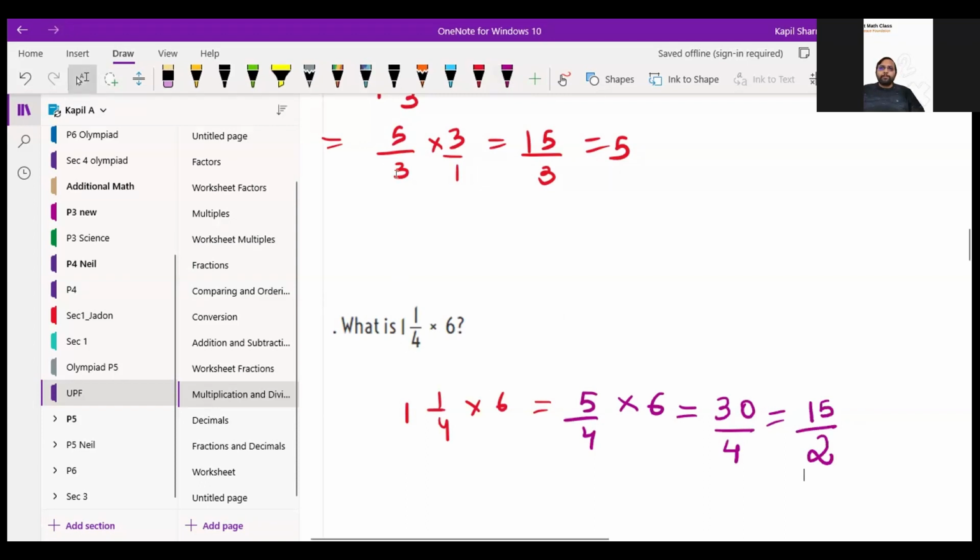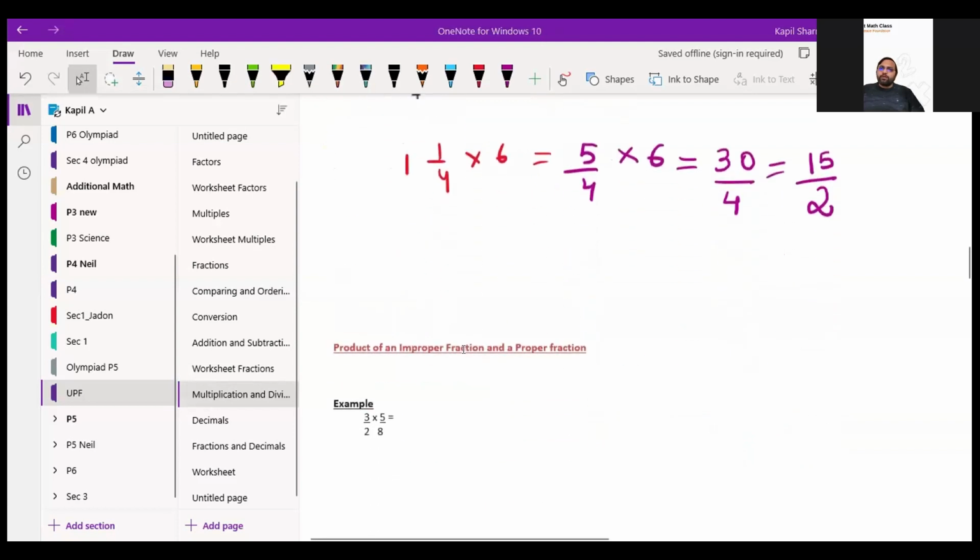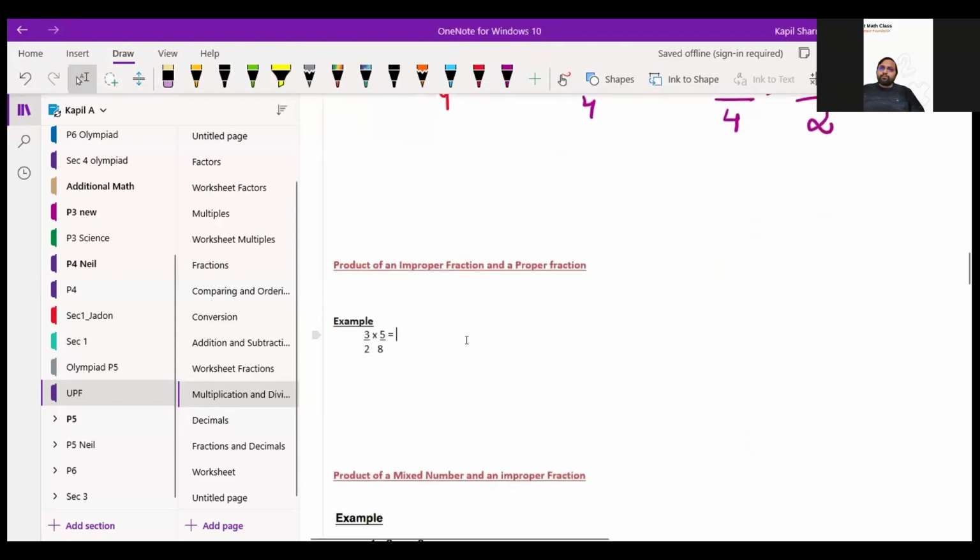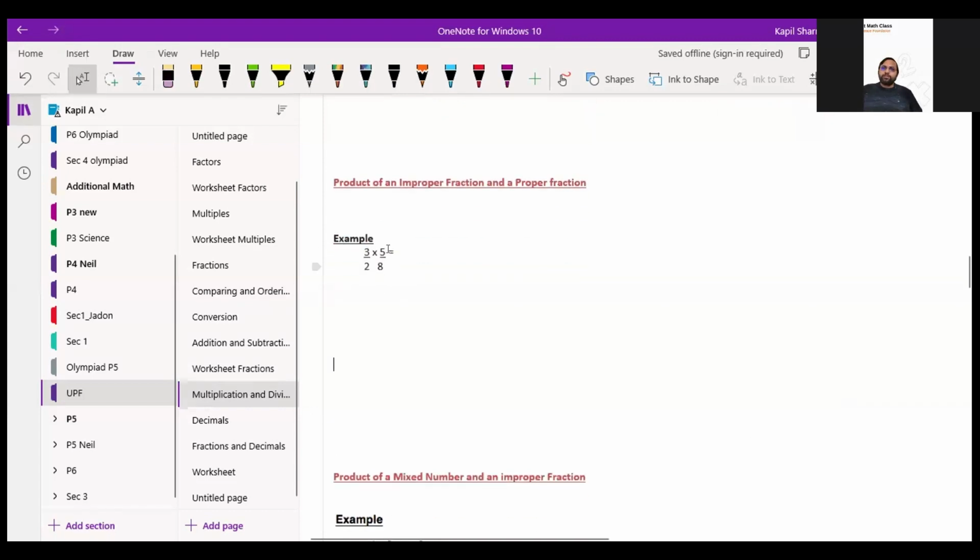Fine. Is this clear, Swastik? Okay, fine. Now try this one. So here you have an improper fraction and a proper fraction. 3 upon 2 times 5 upon 8. What is this equal to? Quickly.